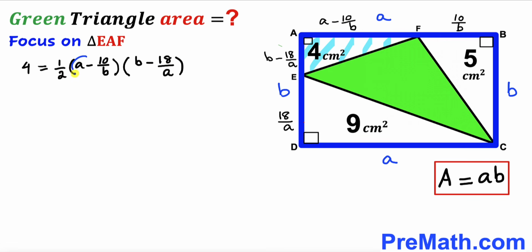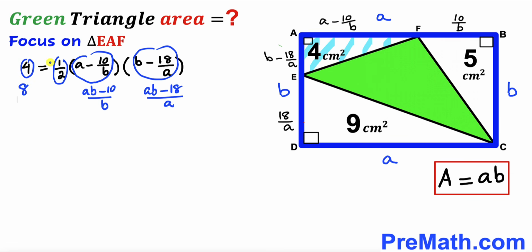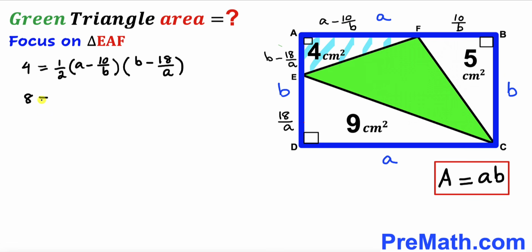And here we could see this part could be written as (AB minus 10) divided by B, and this part could be written as (AB minus 18) divided by A. And here 1 divided by 2, if I move it to the other side, multiplied with 4, is going to give us 8. So therefore we could write 8 equals (AB minus 10) divided by B, and then times (AB minus 18) divided by A.